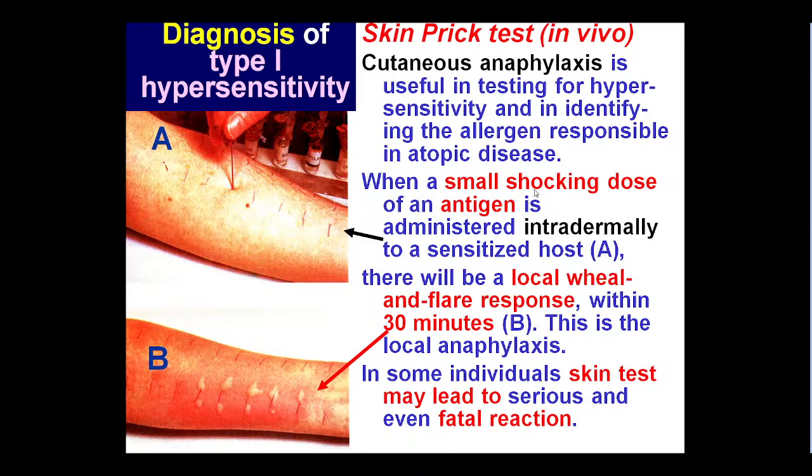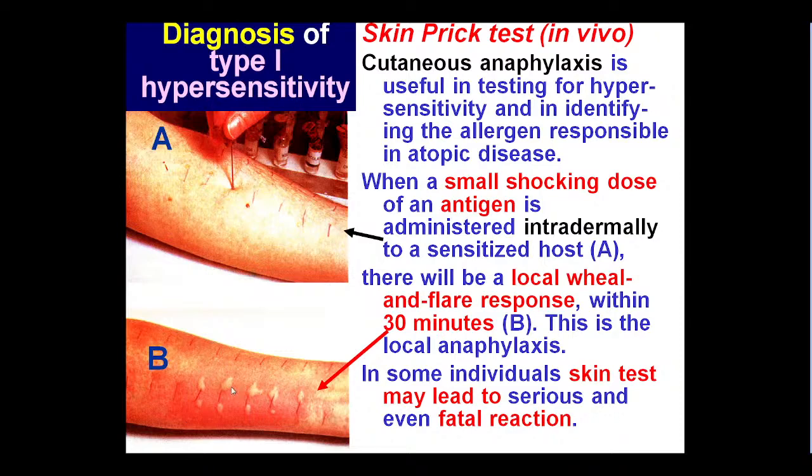When a small shocking dose of the antigen is administered intradermally to the sensitive host, as in part A of the photograph, there will be a local wheal and flare response that develops within 30 minutes. You see this in part B of the figure.